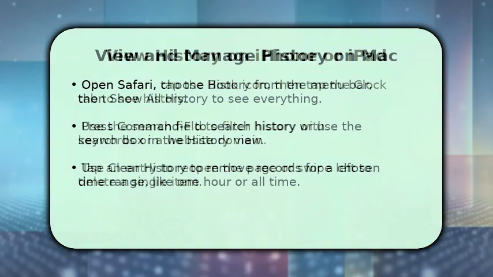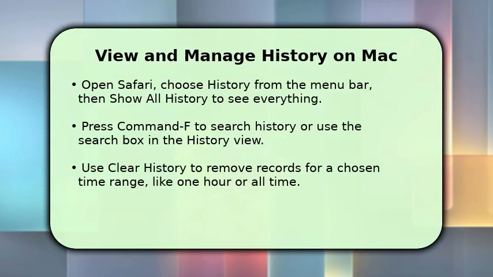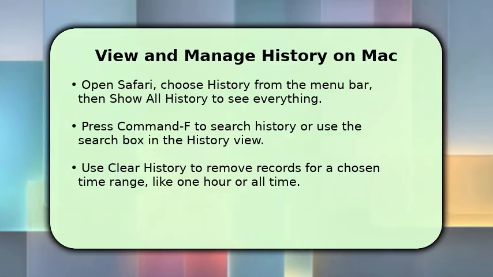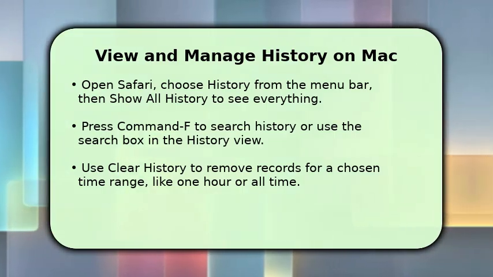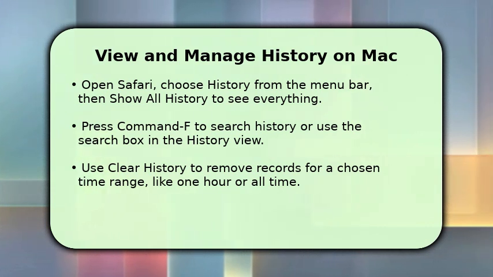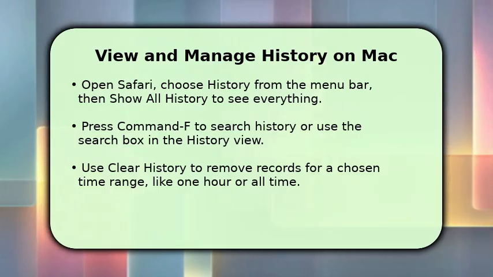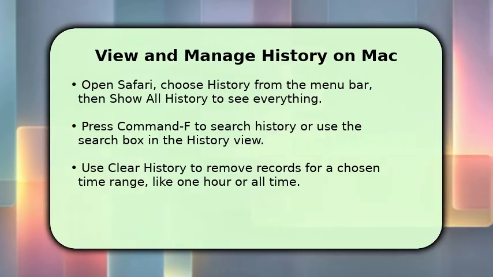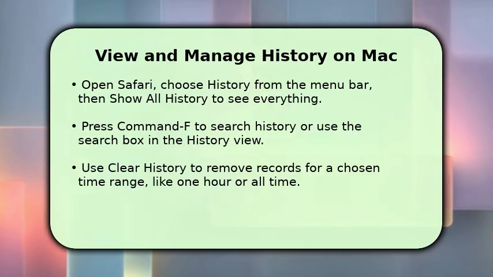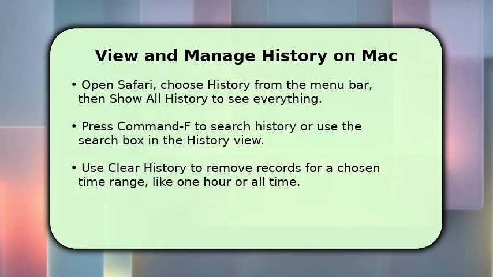On a Mac, open Safari and choose History from the menu bar to begin. Select Show All History to display a chronological list of pages and searches. Use Command F or the search box in the History view to find specific terms, domains, or dates. Click any result to reopen that page in a new tab. To remove records, choose Clear History and pick a time range such as the last hour, today, or All History to delete entries.